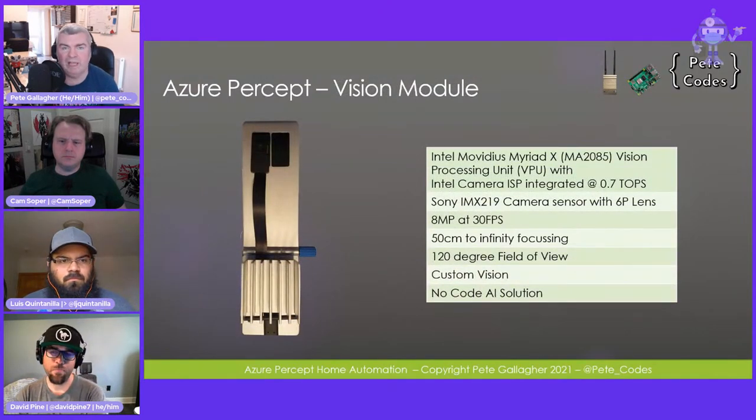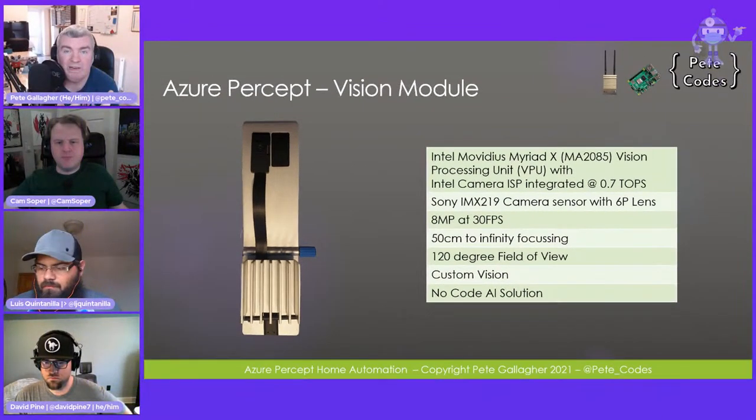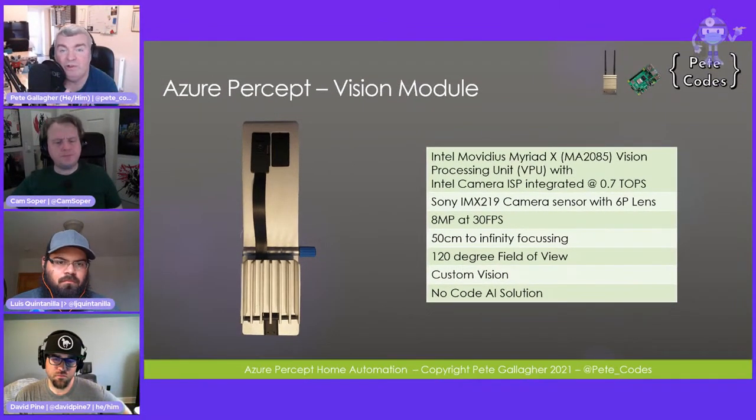The vision module, again, I'm not going to spend a great deal of time on that, but that's got an 8-megapixel camera capable of capturing at 30 frames a second. It's got a 120-degree field of view as well, so pretty good. And that relies on a service called Custom Vision, which I mentioned earlier. And what's great about all of these services is that they're code-free. So you can get going with them without needing to do any coding, no ML knowledge at all, just the basic docs will get you started with this, which is great.